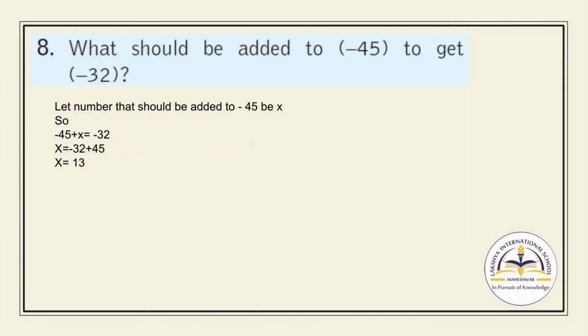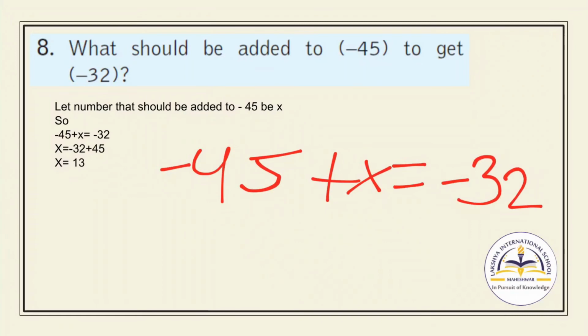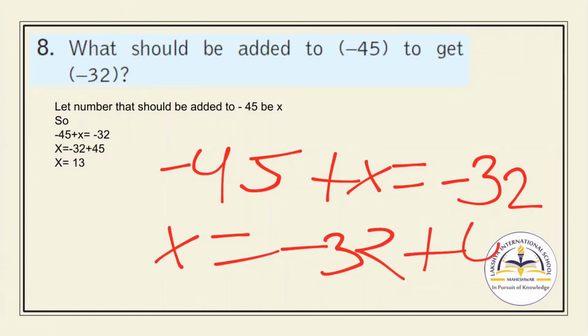Question number 8. What should be added to minus 45 to get minus 32? So we have to consider the number as x. So minus 45 plus x equals minus 32. Now x equals minus 32 plus 45. When we transfer it, it will become a positive sign. 45 minus 32, the answer is 13. This is our answer.